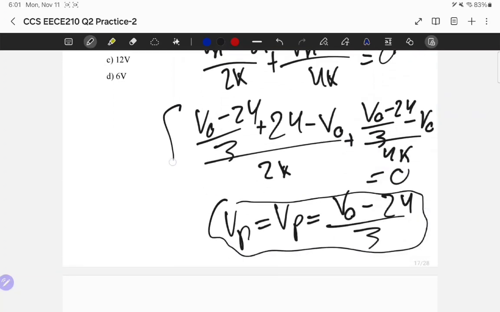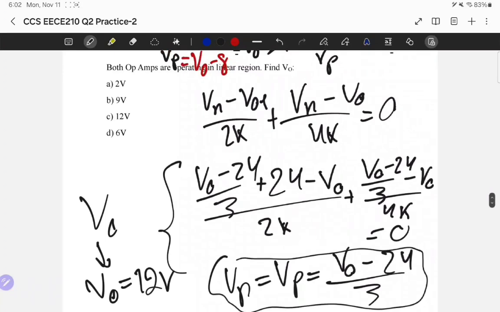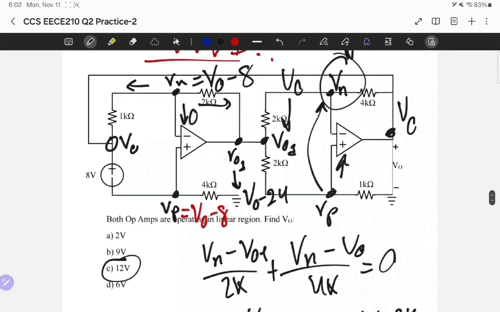And then this thing only contains VO, some equation in terms of VO. And if you solve this equation, simplify the equation, put it in your calculator, whatever, it's one equation, one unknown, you find VO is equal to 12 volts. So the answer in here is 12 volts.